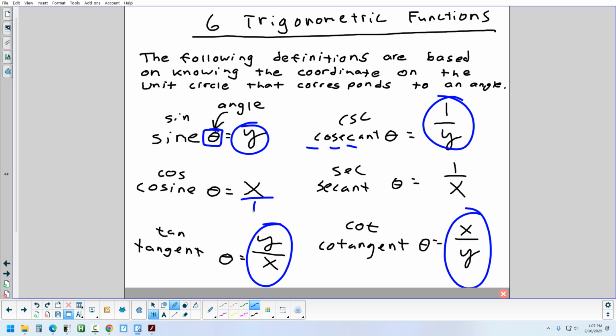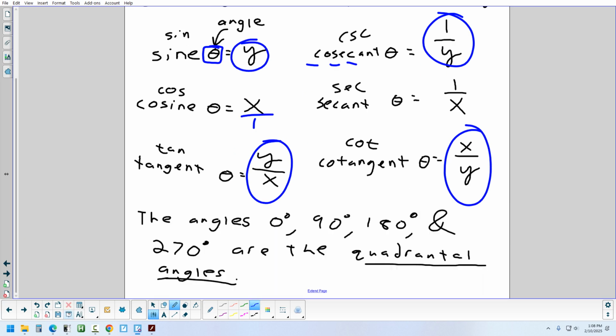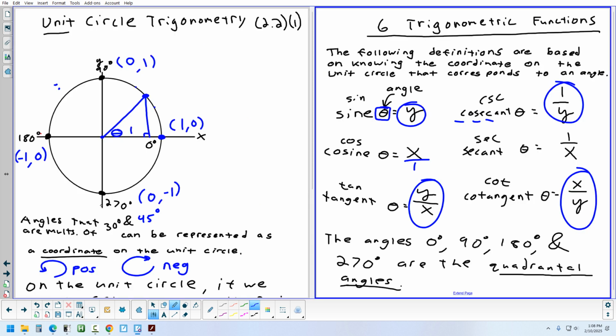What do we call those 4 angles again? I gave you the name earlier. 0, 90, 180, 270. They begin with a Q. Quadrantal angles. Close enough. So yeah, 0, 90, 180, and 270, these are called the quadrantal angles because they're on an axis. Quadrant. And the axis gives you 4 quadrants when you draw them.